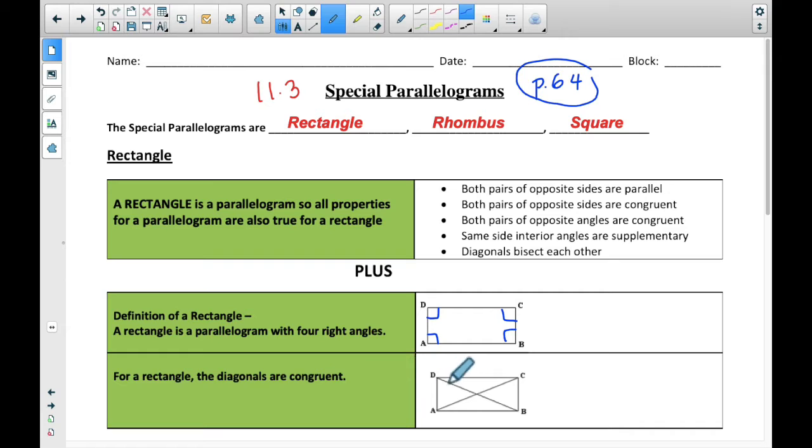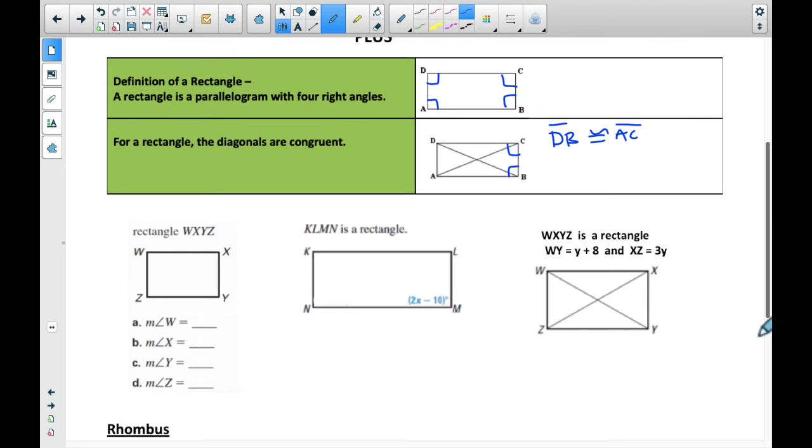Another thing is the diagonals are congruent. In this diagram, we're talking about DB is congruent to AC. This plays out quite a bit if you're building something and you want it to be straight. You measure the diagonals to make sure it's actually rectangular, and by straight, I mean it's going to be at right angles. Okay, so using some of this information, let's look at a couple of examples.